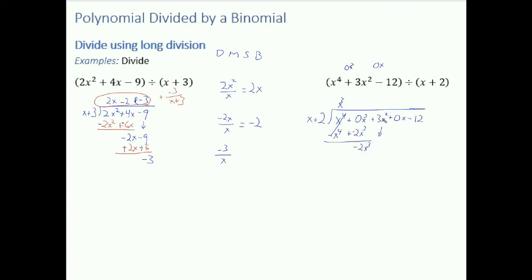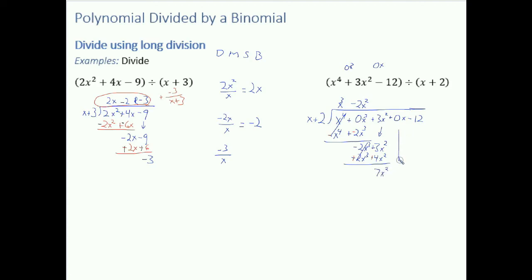We'll go ahead and bring down the 3x squared, so positive 3x squared, and we're back to division. So x into negative 2x cubed, well, that would be negative 2x squared. Multiplying gives us negative 2x cubed, and then negative 2x squared times 2 is minus 4x squared. And again, we're going to subtract. When we subtract, we can change our signs. So change this negative to a positive and this negative to a positive. And we combine those, we get 0 again, and 7x squared.